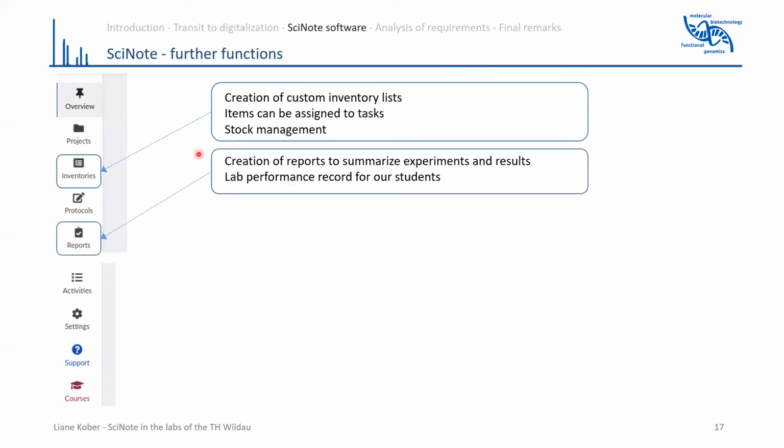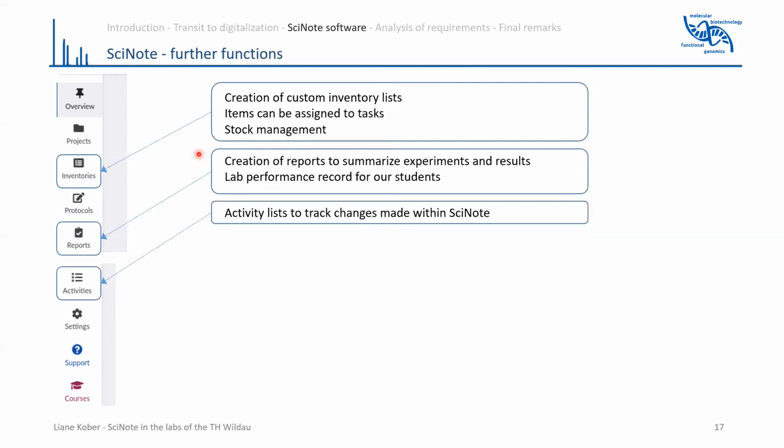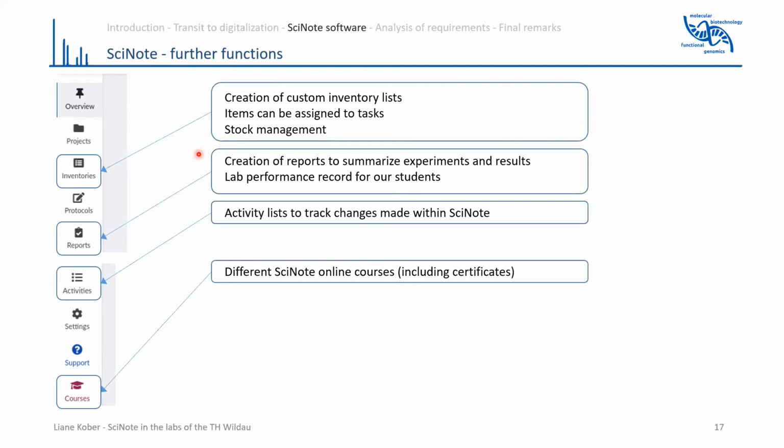You can create reports to summarize your experiments and results. This function is also used by us as a lab performance record for our students, so that they do not have to write a conventional protocol. They really like this because they save a lot of time. Then there are activity lists to track all changes that users made within SciNote. SciNote also offers different online courses for the onboarding process, which is very nice and always part of our teaching program: the students have to do a course to get used to the software. This is also quite intuitive, and the students have never had a problem getting used to SciNote.